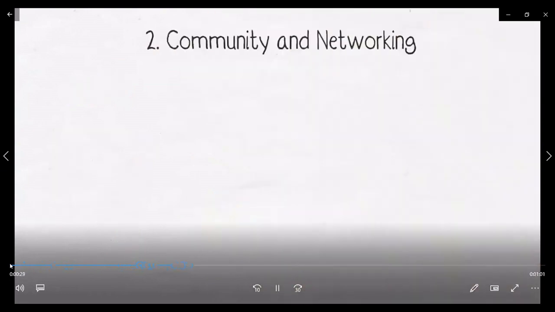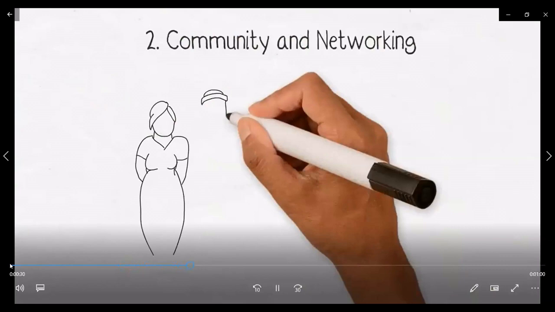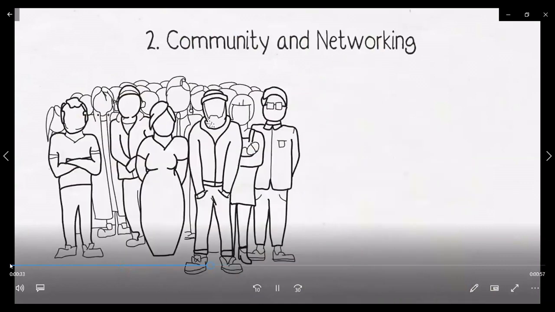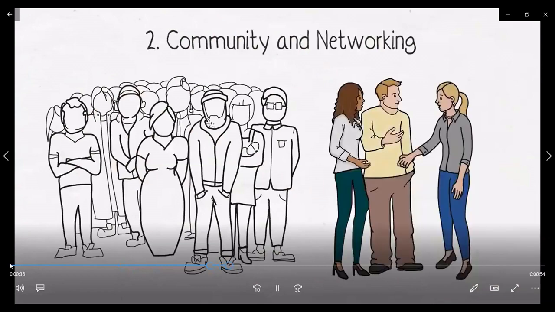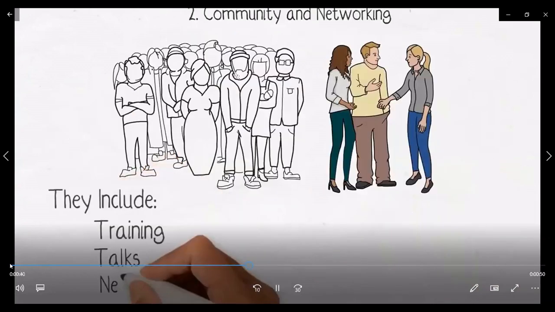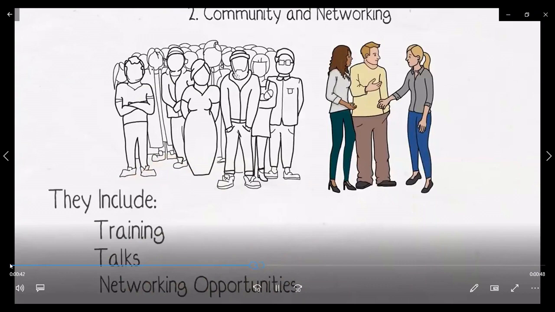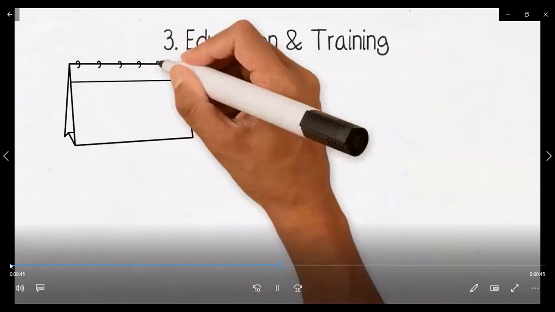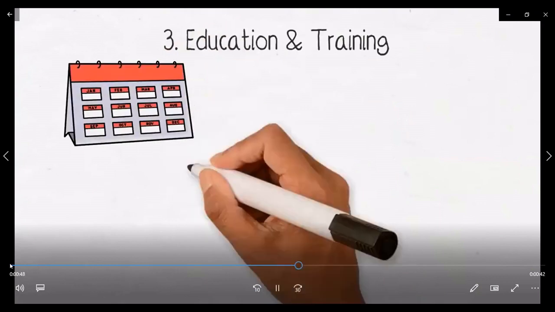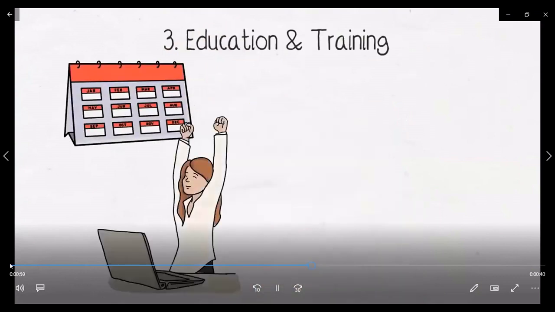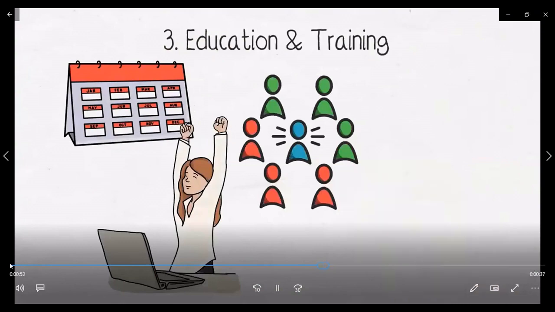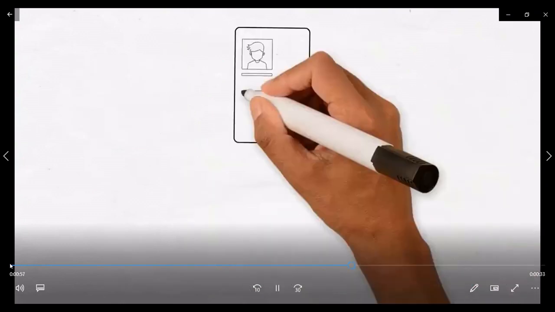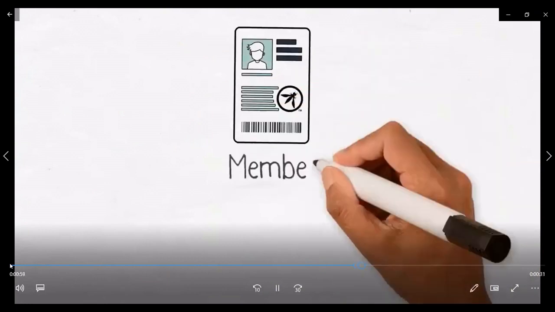Community and networking. There are hundreds of local chapters worldwide and thousands of members. Meetings are free and open to everyone. They include training, talks, and networking opportunities. Education and training. OWASP hosts many events each year. They are a great way to improve your skills, build your professional network, and learn about new trends in the industry. One of the many ways you can get involved is to become a member.